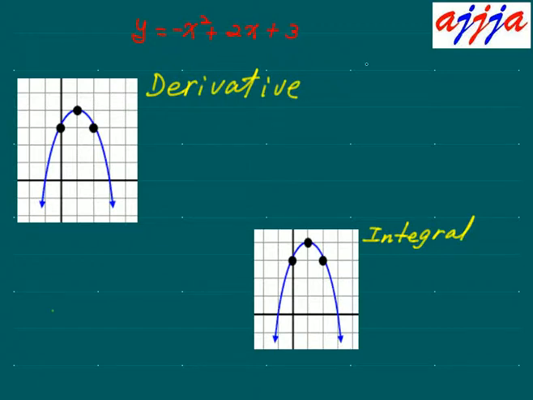Alright, you're looking at a parabola. Exactly the same parabola, right here, which is y equals negative x squared plus 2x plus 3. This one has a negative, so this must be what? That's right, upside down.